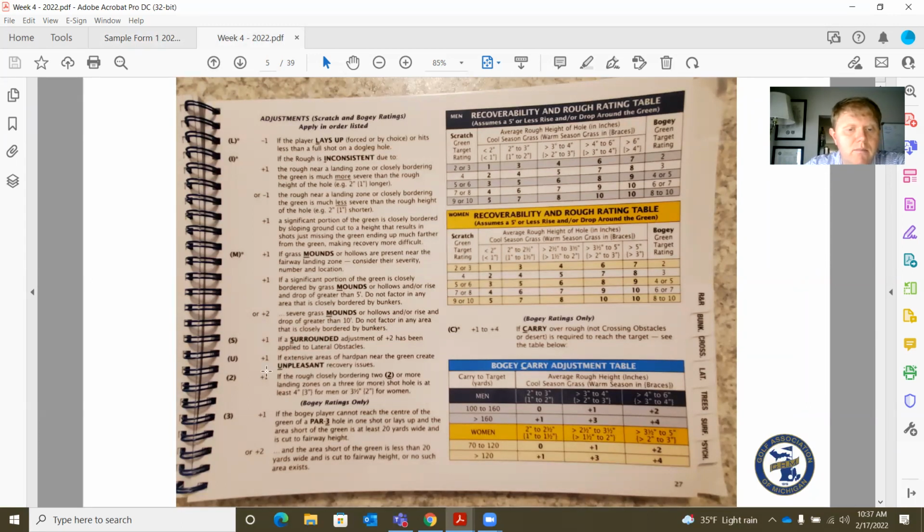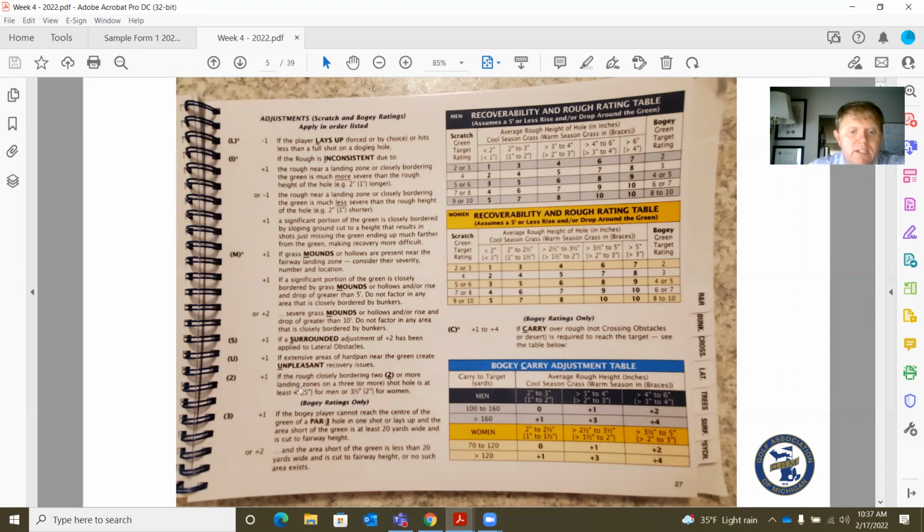And then there's this unpleasant adjustment. Again, not something that we do a ton. But if it talks about extensive areas of hard pan near the green, again, we're rating the golf course every 10 years, assuming that the conditions are normalized over a 10-year period, not necessarily based off our 1-day experience at the golf course.